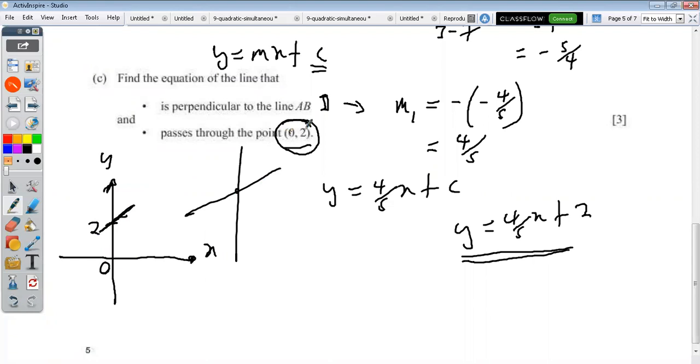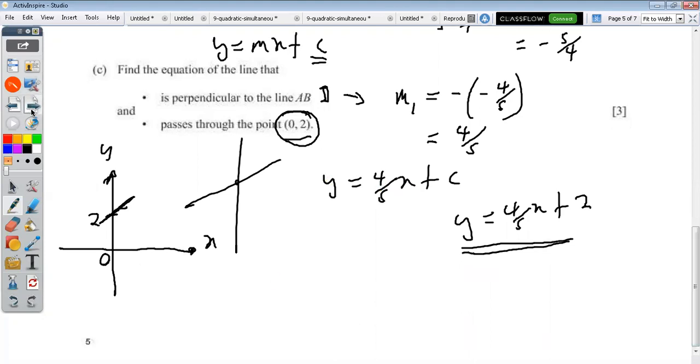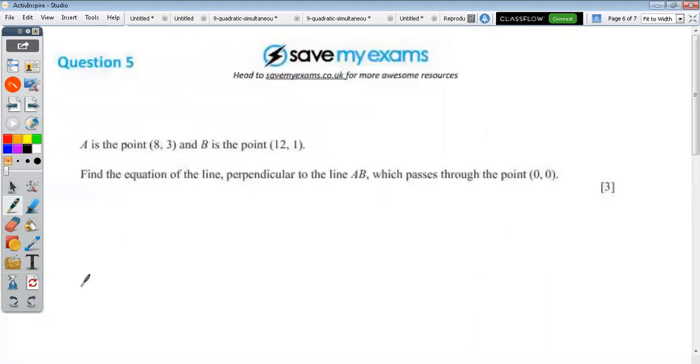So if I have a point 0, 2 or 0, negative 2, that's our value for c, the y-intercept. So there's no need to do substitution. Is that clear now? Yes, I get it now. Even if we were to do substitution, 0 times this is simply 0, and y will be 2. Make sense? Yes, sir.